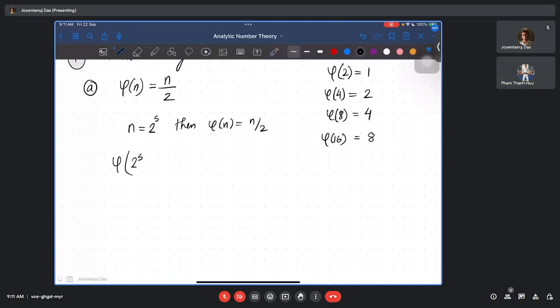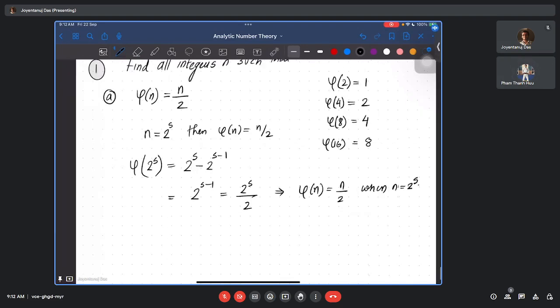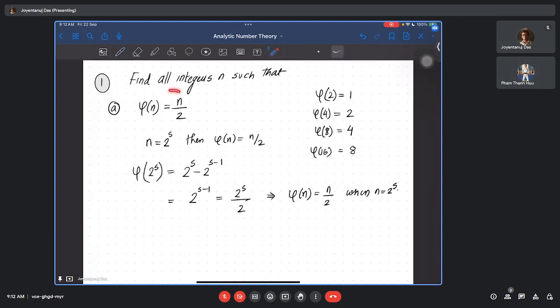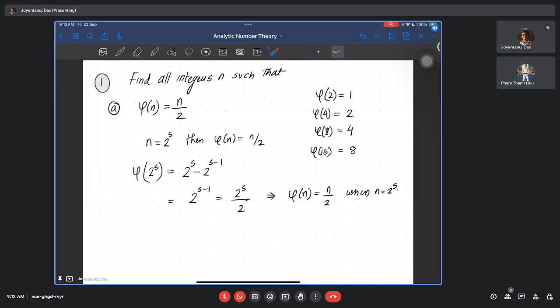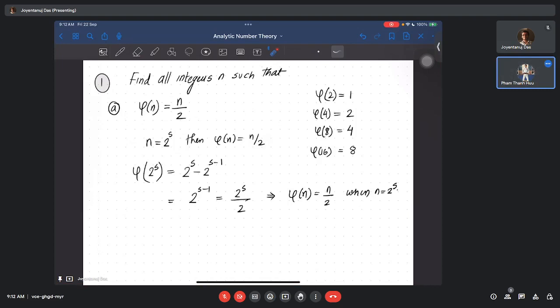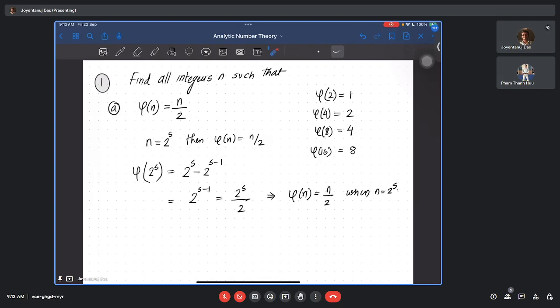So phi of 2 power s is nothing but 2 power s minus 2 power s minus 1, so it is 2 power s minus 1, which is nothing but 2 power s divided by 2. So from here I get that phi of n equals n by 2 when n equals 2 power s. But for any other type of integers, how will you make sure it will not be n by 2? For these, I know that it is n by 2. What about the remaining integers? Either you have to prove that it is not, or show whether it is true or not.